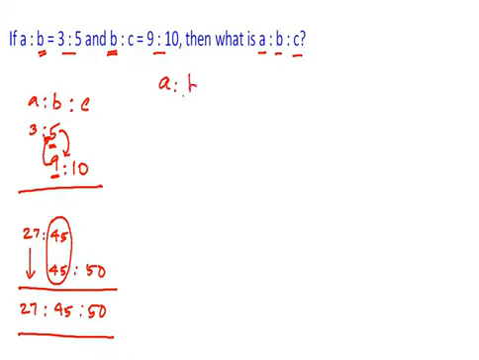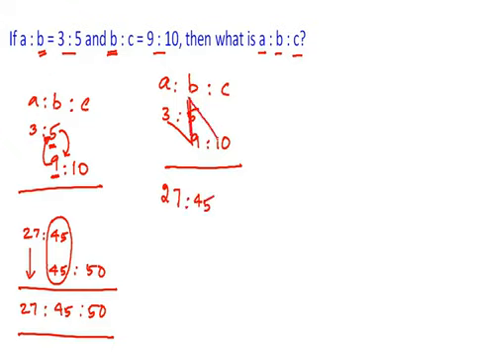So A is to B is 3 is to 5 and B is to C is 9 is to 10, right? Instead of trying to do all these steps, we can use a trick called Z multiplication. Just multiply these two terms: 9 3s are 27. Multiply these two terms: 5 9s are 45. And multiply these two terms: 5 10s are 50. This will give us the ratio between A, B and C. That's all.